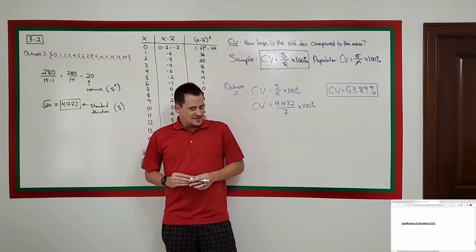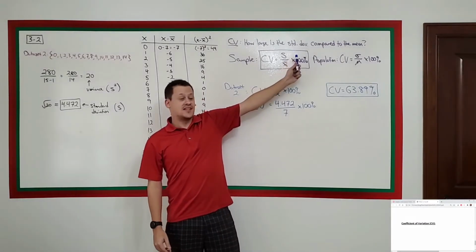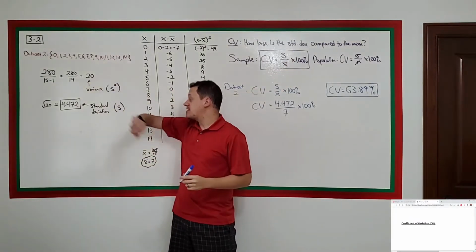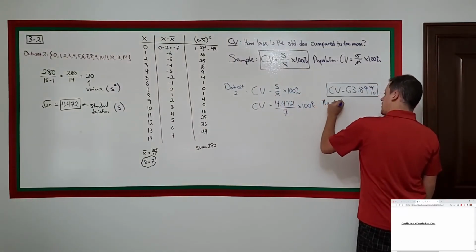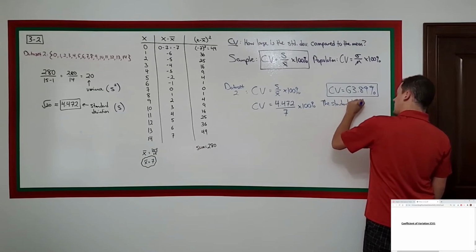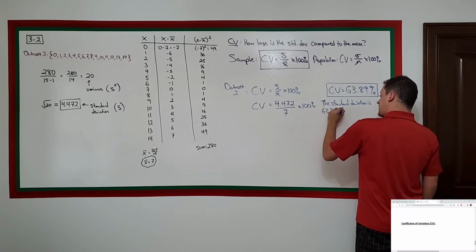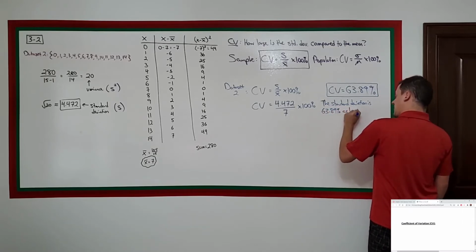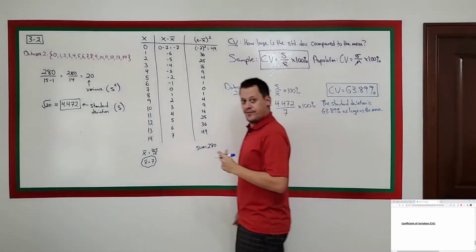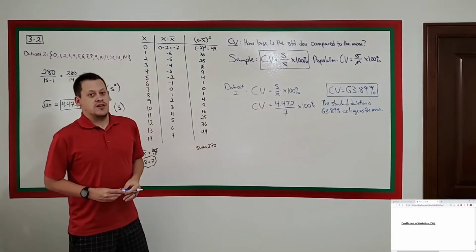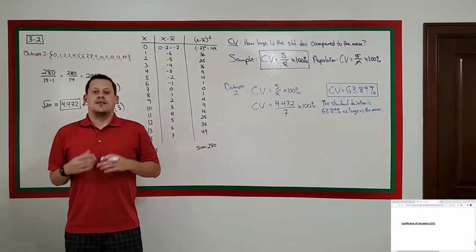What does that mean? How large is the standard deviation compared to the mean for this data set? The standard deviation is 63.89% as large as the mean. That is the interpretation of your CV. It's how large the standard deviation is compared to the mean.